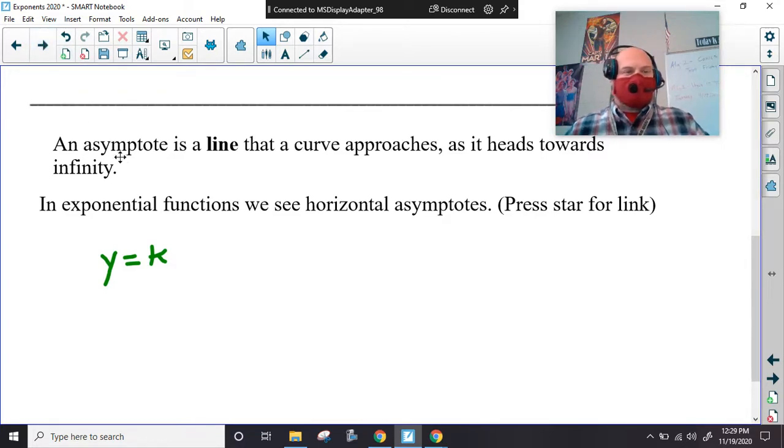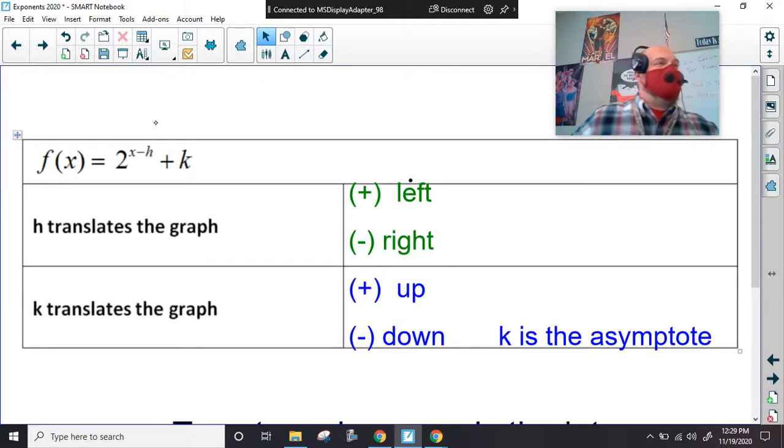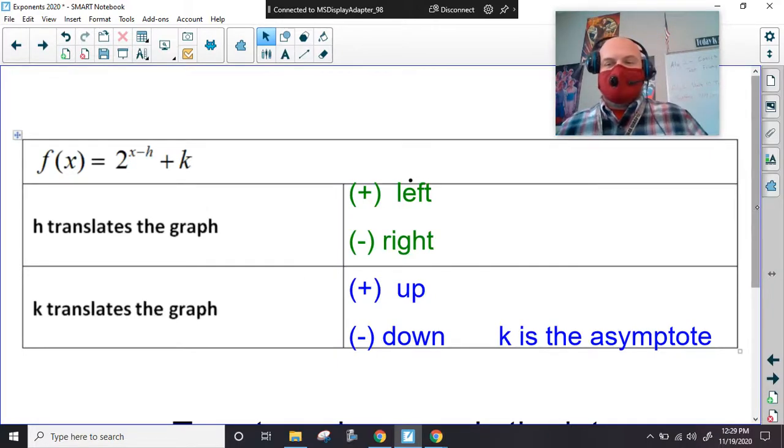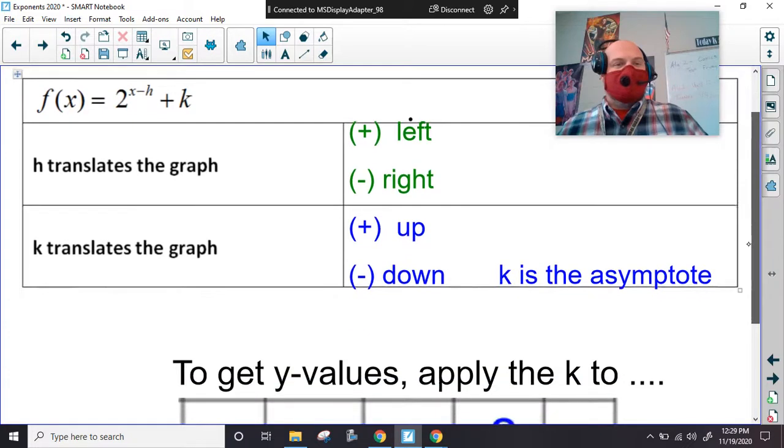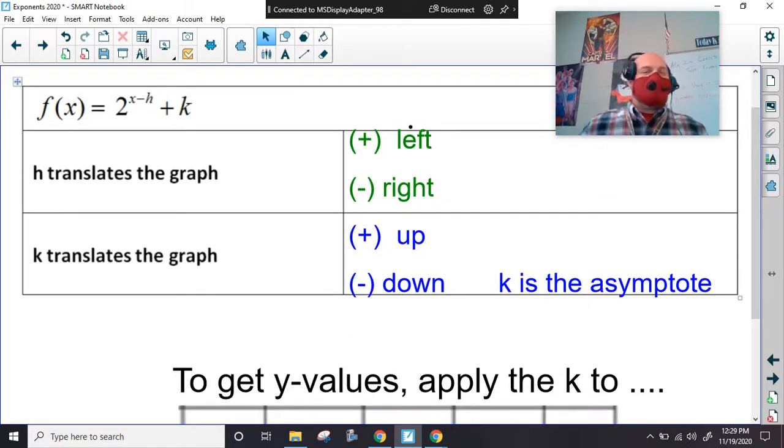Now, so this stuff right here, this is your main equation. All right. H, again, remember it's backwards. If it's positive, it goes left. If it's negative, it goes right. Okay. And K is up or down. Okay. And K is also our asymptote. That's going to be the value that we get close to, but we never really touch. All right.